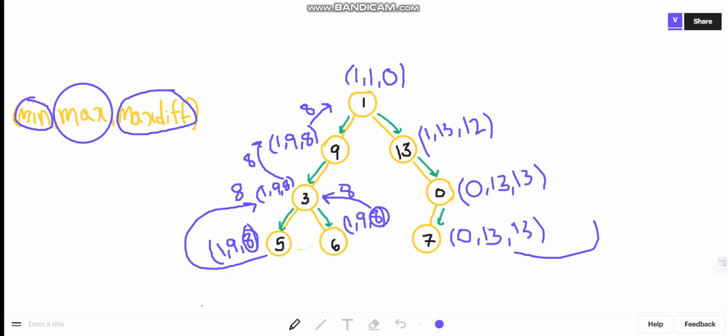So in this case, we return 13 to its parent, right? And there are no right children for 0, so we return 13. And 13 doesn't have any left child, right? So here also we return 13.